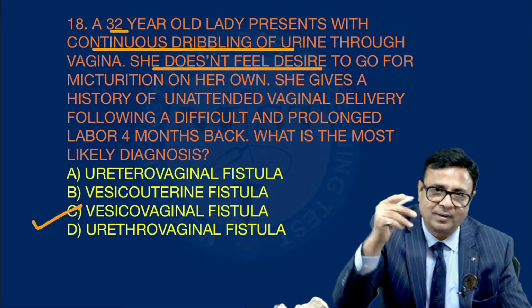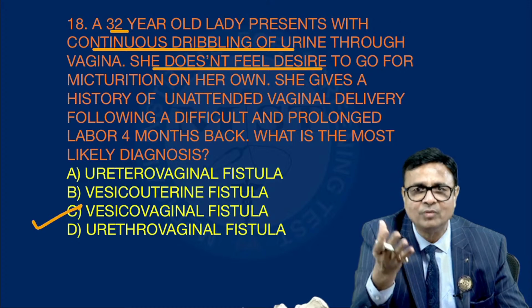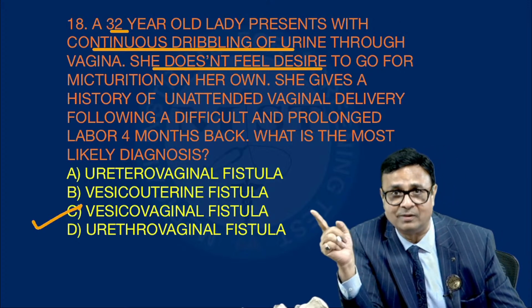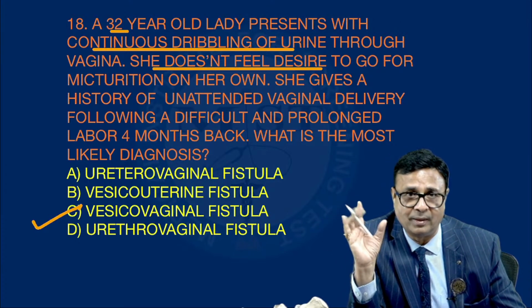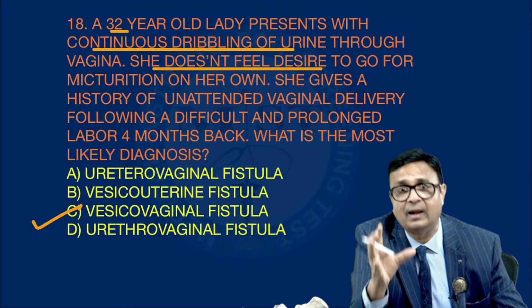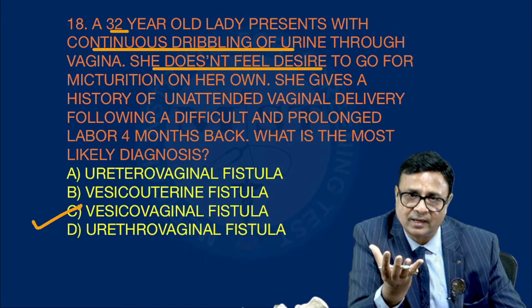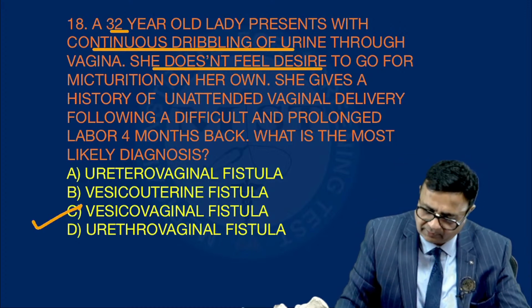What is the most common cause of vesicovaginal fistula in developing countries like India? Obstructed labor. And she had an unattended delivery. This was an obstructed labor, unattended vaginal delivery following a difficult and prolonged labor. The most common cause of vesicovaginal fistula in developing countries like India is obstructed labor.